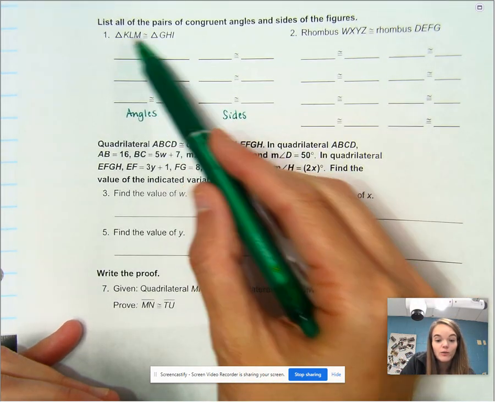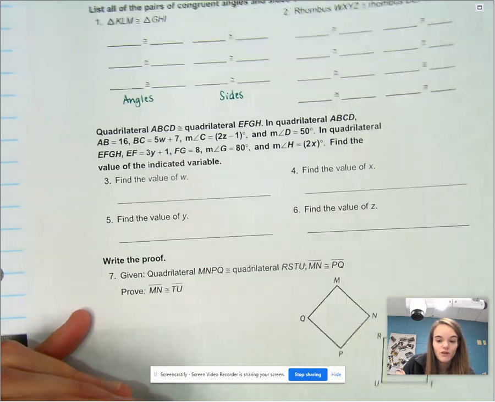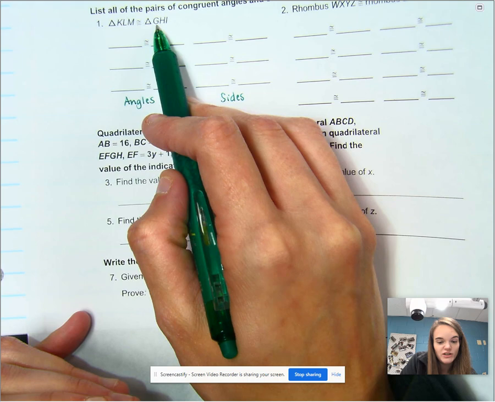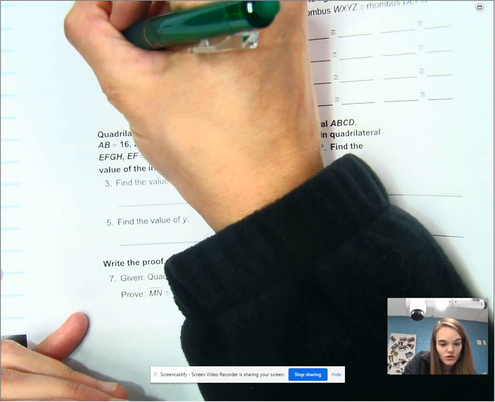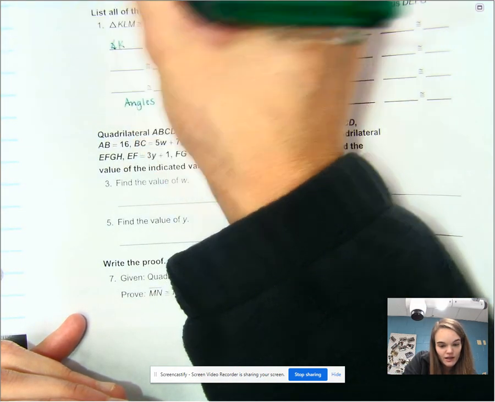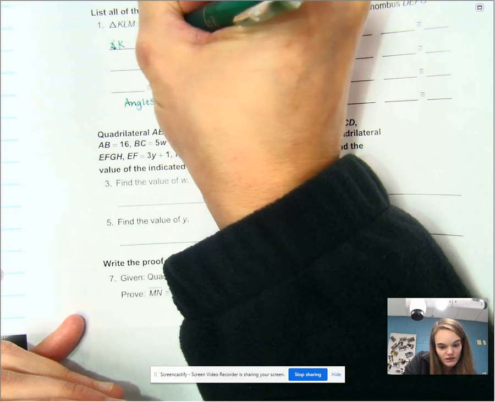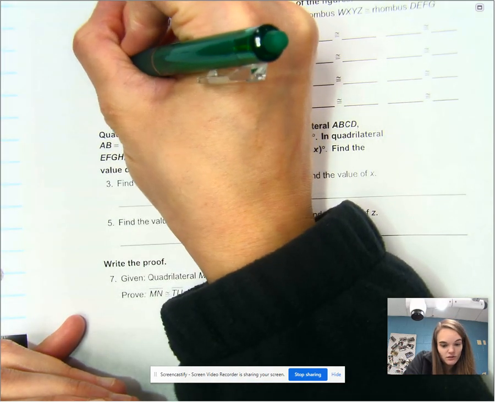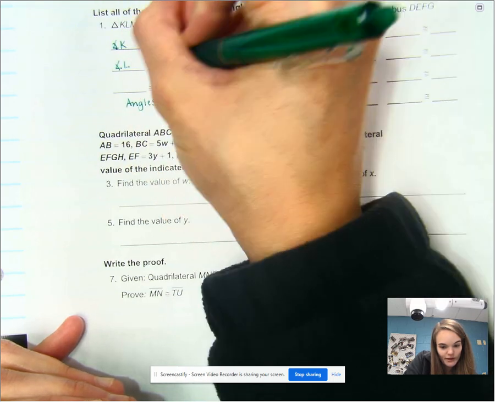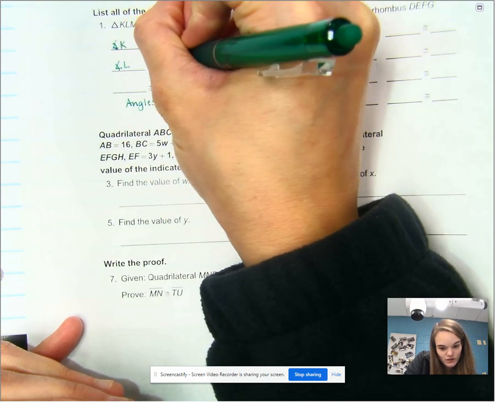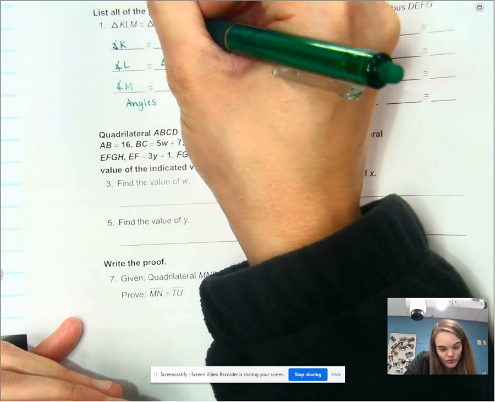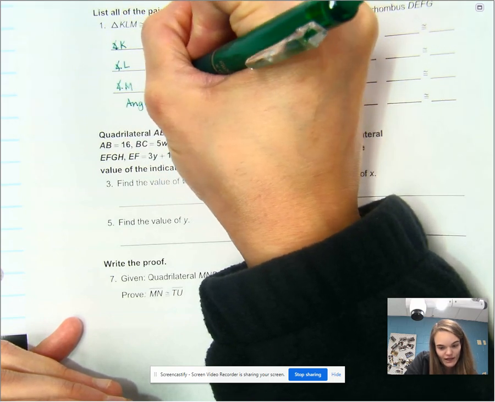We are going to look at what it says. Triangle KLM is congruent to triangle GHI. So angle K is congruent to angle G. Angle L is congruent to angle H. Angle M is congruent to angle I. There are the angles.